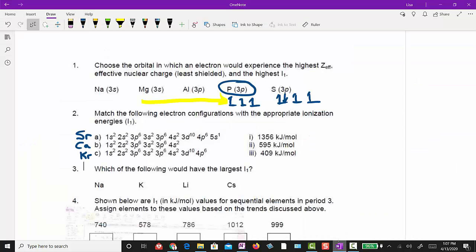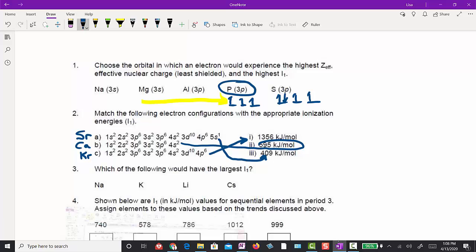So let's go back. The highest is krypton, so krypton is that one. We said the lowest was strontium, so strontium there. And then calcium is going to be the one in the middle. All right, then it says, which of the following?